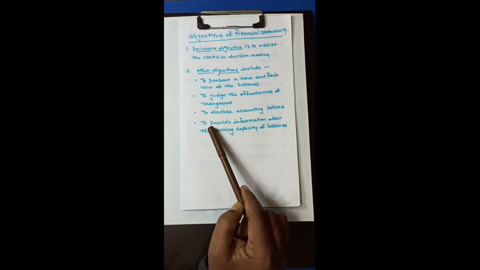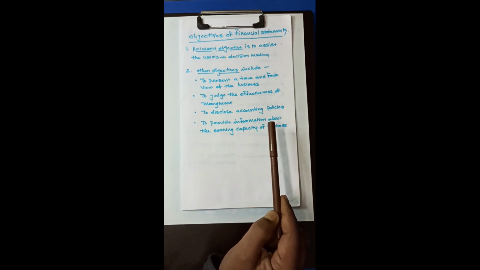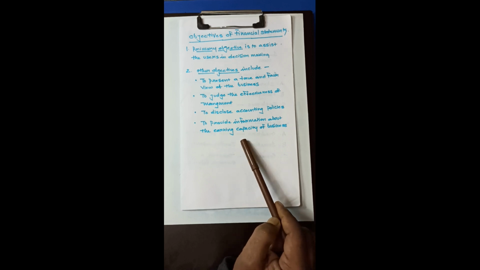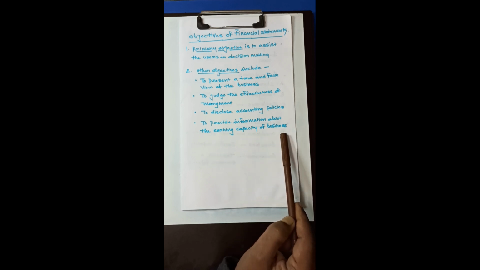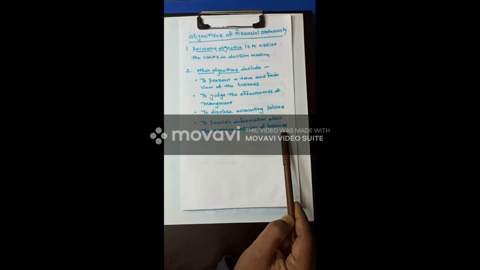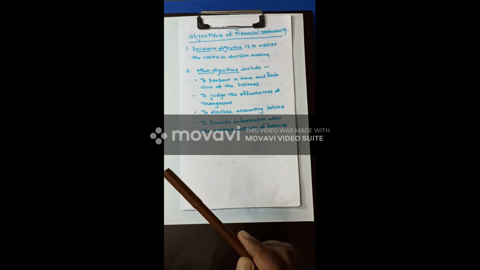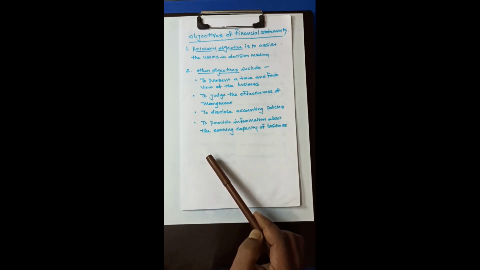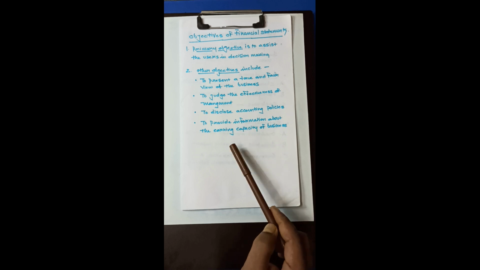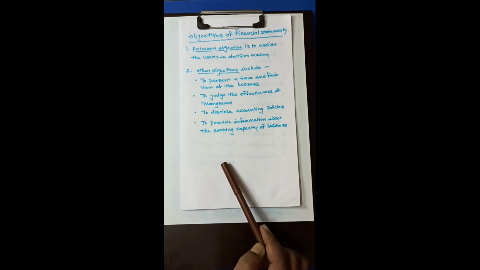The financial statements provide information with regard to the earning capacity of the business, that is, in terms of profit earned by the business. And like that, there are a couple of other objectives, and I would like you to go through your material and try to figure out a few more objectives.